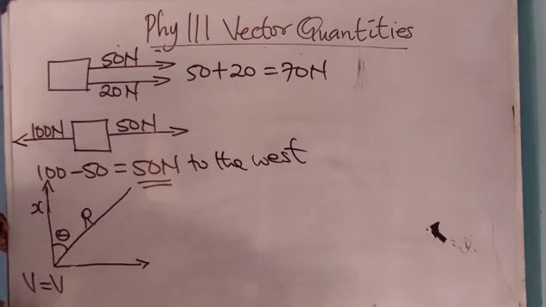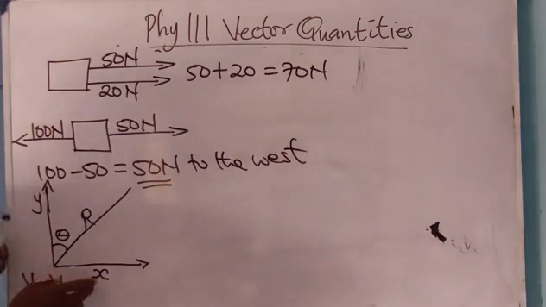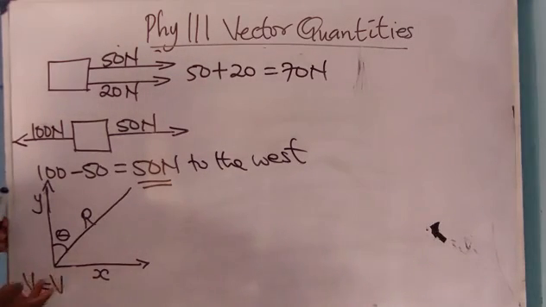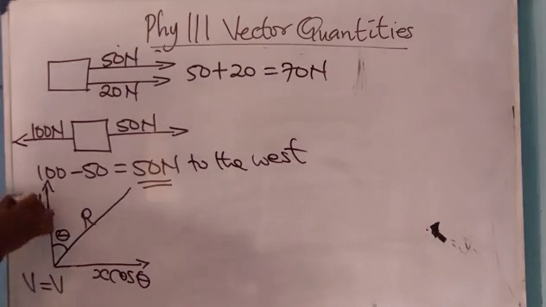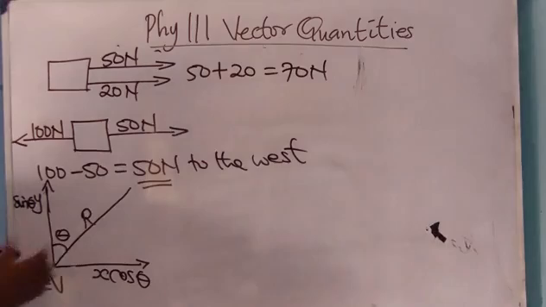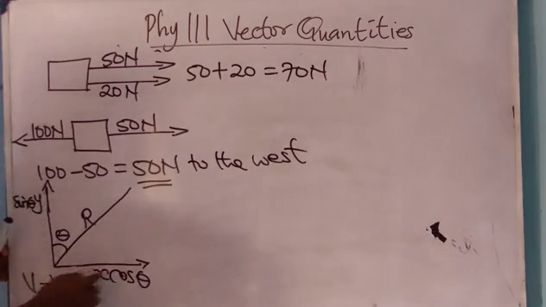Okay, this is the y-axis and this is the x-axis. Normally the x-axis is usually horizontal, and you use cos theta, and the y is usually sine theta. But now that it is inclined to the vertical, this rule does not hold.